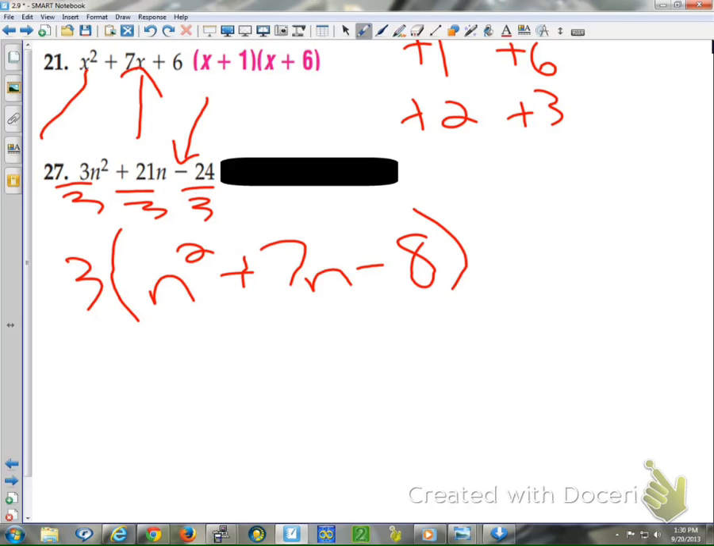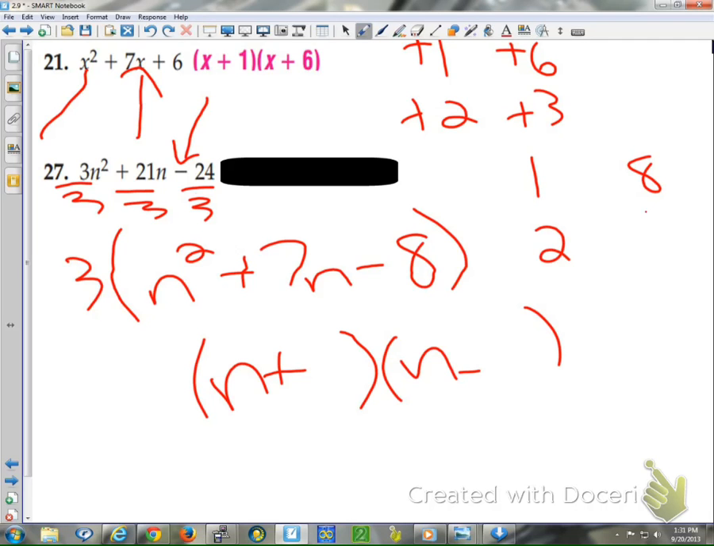Now, my second sign, is it positive or negative? That tells me that when I set up my factoring, I'm going to have different signs. If it's negative, your signs are different. Now, let's look at all the factors of 8. You're going to have 8 and 1 and 2 and 4, right? Are those all the factors of 8?